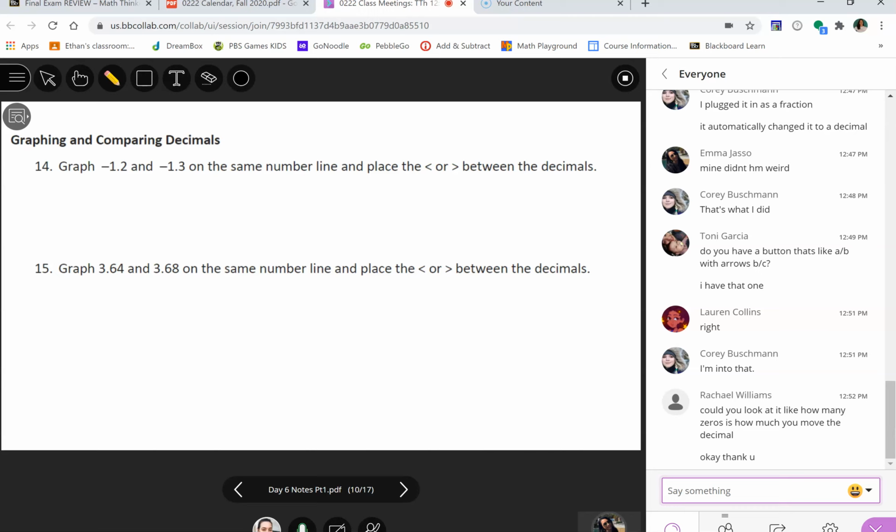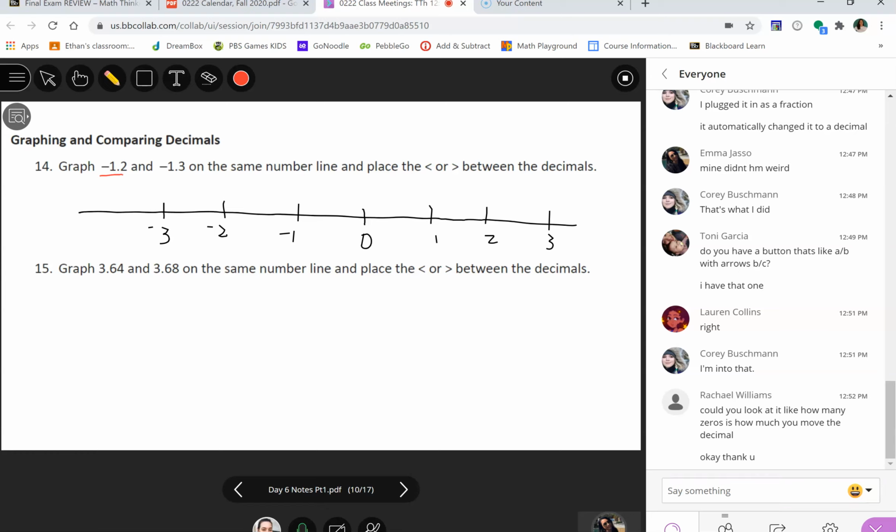But here we go. Okay, I'm going to sketch a number line here. Here's 0, here's 1, here's 2, and so on. Here's -1, here's -2, -3, and so on. Now, it's asking you to graph these two numbers. They're negative: -1 and 2/10, and -1 and 3/10.